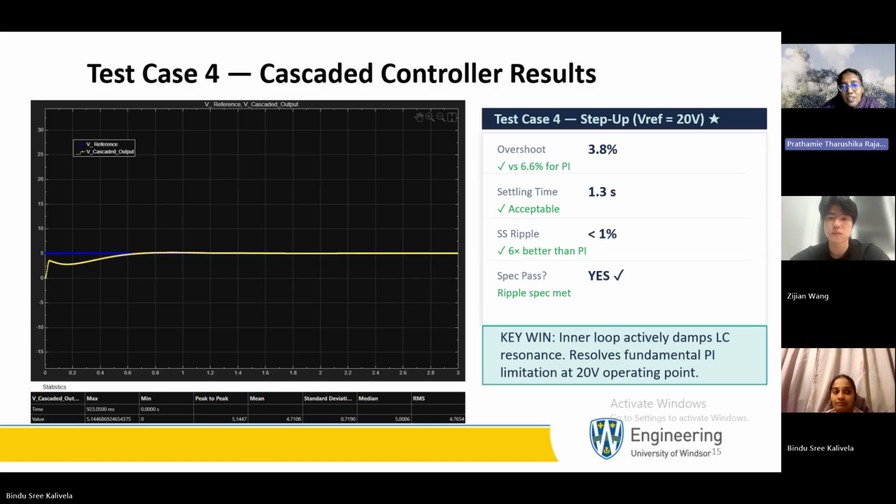Because the inner current loop actually damps the LC resonance. Our LC filter has a quality factor of 19.7, meaning it is highly underdamped and naturally tends to oscillate. The cascaded controller suppresses this directly by regulating the inductor current, while the single loop PI controller could not. Settling time was 1.3 seconds. Next slide, please.